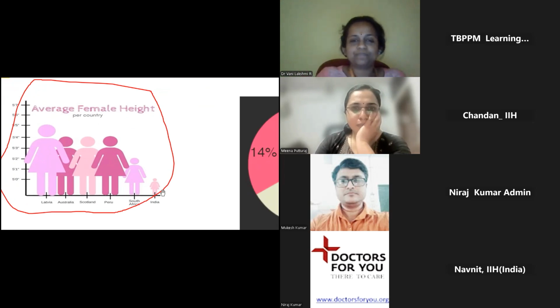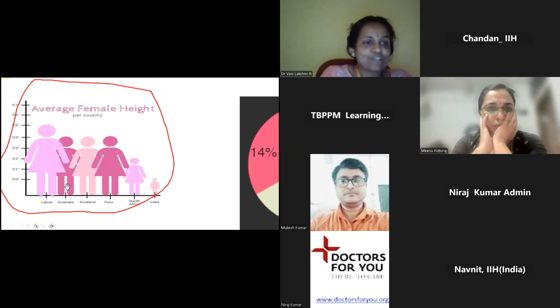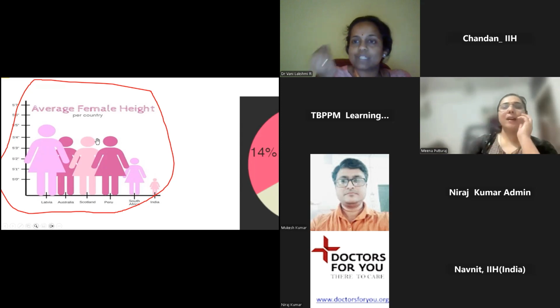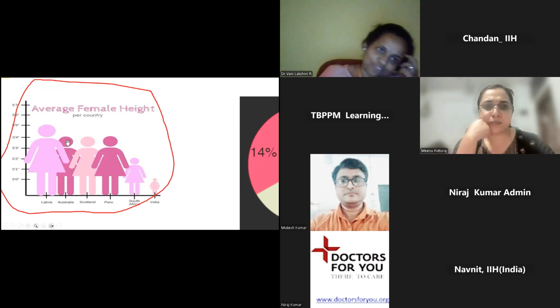With just 5 inches of difference, they're showing different sizes. And actually 0 is also missing. Misleading. Yeah, 0 is missing. The difference between the average height of an Australian woman in this case and an Indian woman is actually 4 inches. You see, this is 5'4", this is roughly 5. It is just a difference of 4 inches. But here we look like ants compared to these gigantic Australian women.